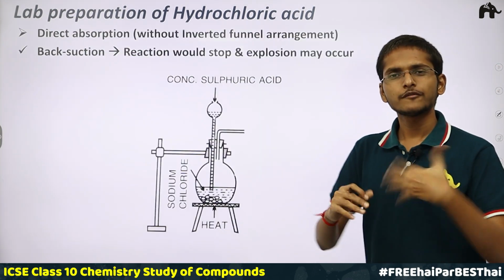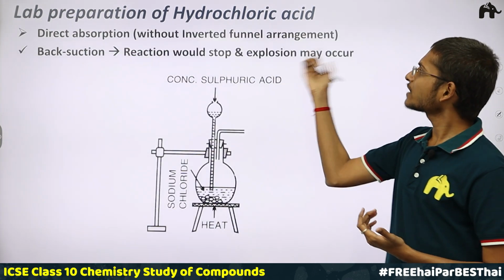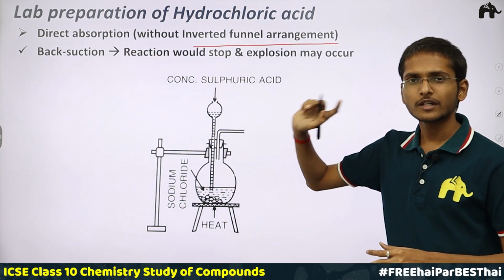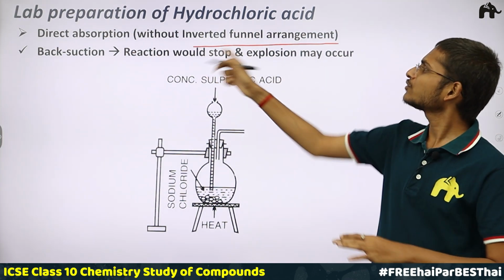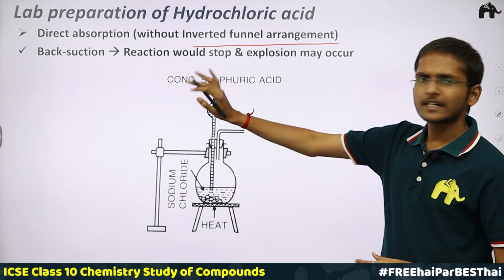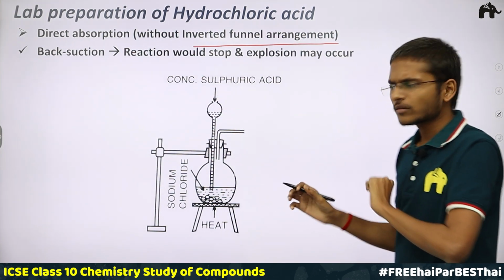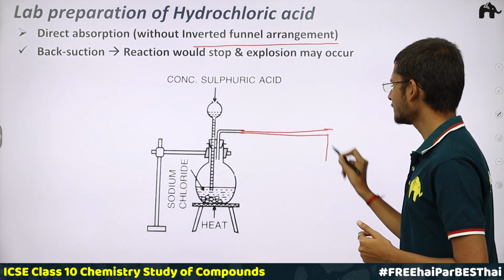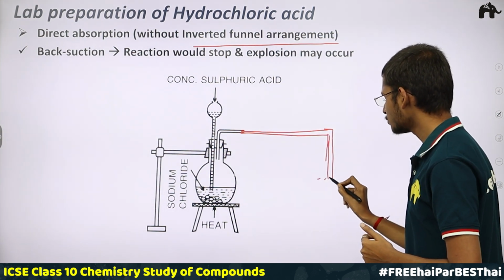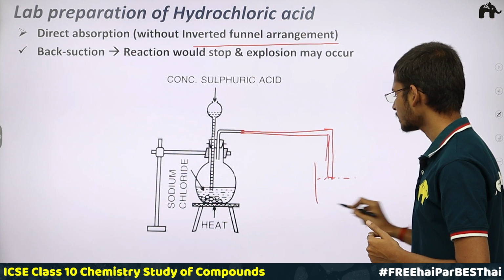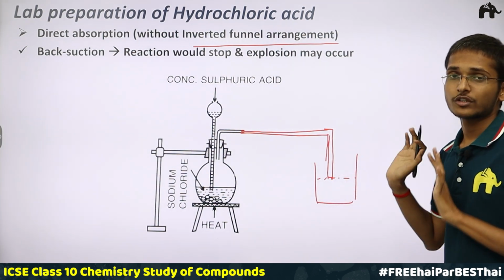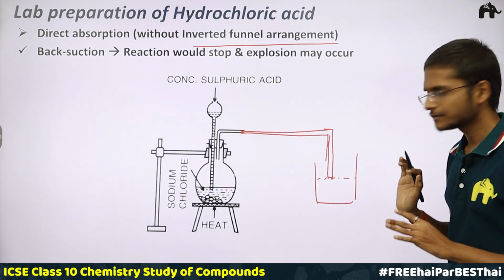Clear? Now, before telling you the importance of this inverted funnel arrangement, let's have a look at direct absorption, which means the process in which we are not using the inverted funnel arrangement. We are directly making the HCl absorb. How? I simply take this delivery tube and allow it to touch the surface of the water, where I want my hydrochloric acid to be generated, in this water trough.